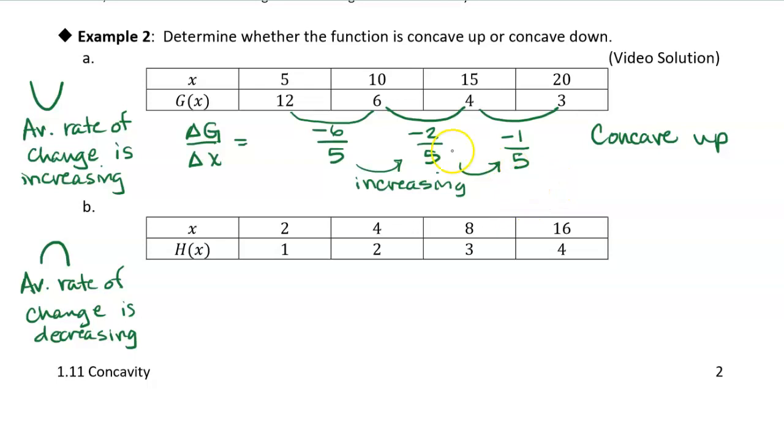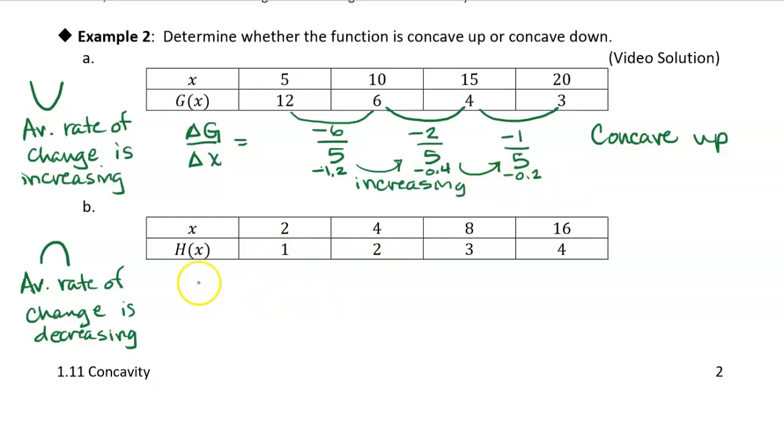Now, notice it's negative, so it's becoming less negative, but I would have to add something to go from negative 6/5 to negative 2/5. If I write this as a decimal, this would be negative 1.2, this would be negative 0.4, and this would be negative 0.2. So it might be easier to see if you write it as a decimal, and then you can see that it's becoming less negative. It's going up. The values are going up, so it's concave up.